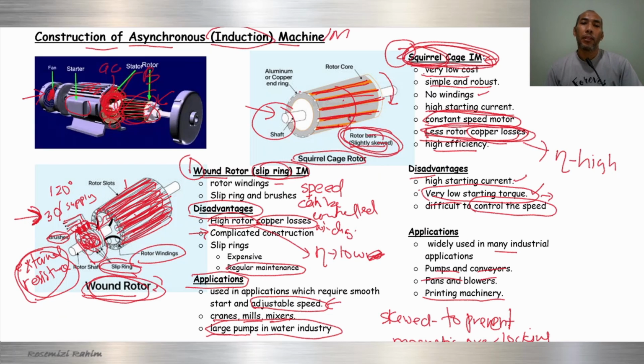When induced, they will follow. They will rotate because this induced bar has a magnetic force due to Faraday's law. Then they will rotate. So there will be a difference in rotation between the rotor and the stator. We call that the slip speed. Okay, that's all. Thank you.